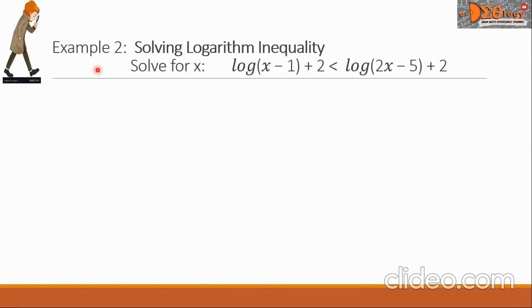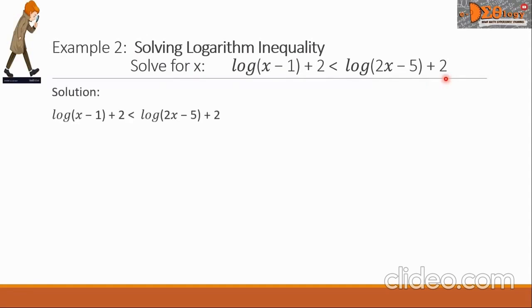Let us have example 2. And this is solving logarithm inequality. So the problem is to solve for x. The inequality is the log of the quantity x minus 1, then plus the constant 2, is less than the log of the quantity 2x minus 5, and then plus the constant 2.